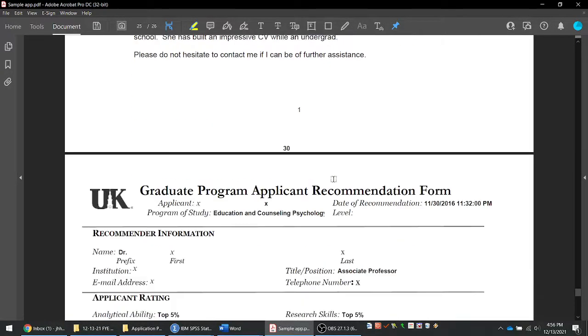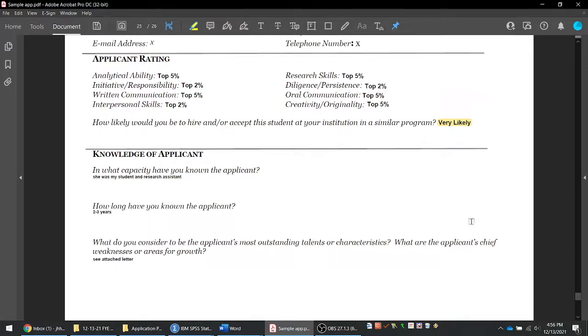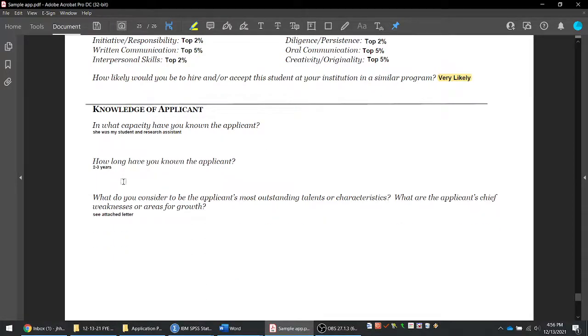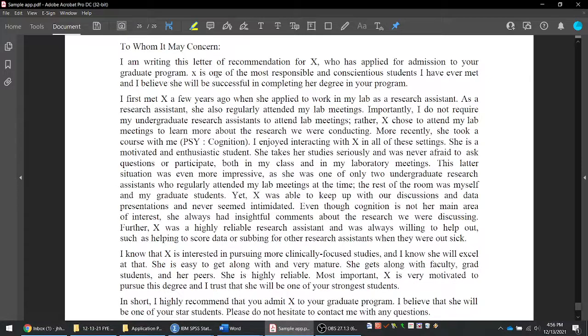Yeah, so good, solid. All right, twos and fives, very likely. Again, not without reservation, but very likely. But let's see the letter. Student research, 2 to 3 years, solid. Attached letter, okay. Letter of recommendation: writing this, who has applied for admission in your graduate program, as well as the most responsible, conscientious I've ever met. That's strong.